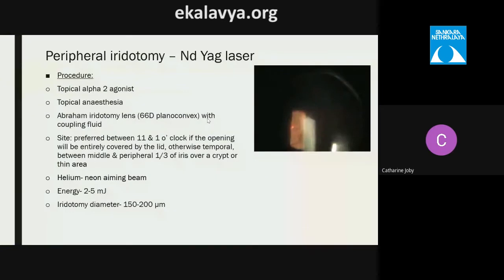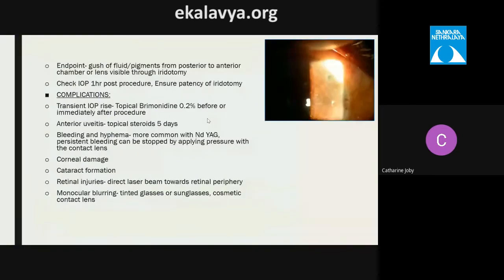Since the wavelength of the Nd:YAG laser is beyond the visible spectrum, a helium neon aiming beam is used for focusing. 2 to 5 millijoules of energy is used. The iridotomy diameter should be at least 150 to 200 micrometers. A gush of fluid or pigments from the posterior to anterior chamber, or lens visible through the iridotomy, is considered as an endpoint.